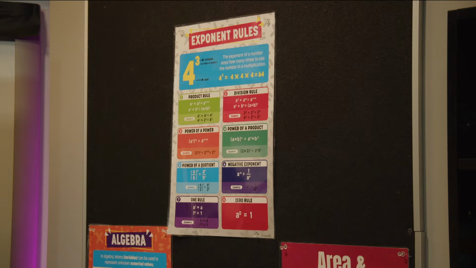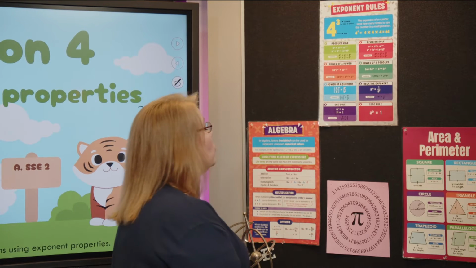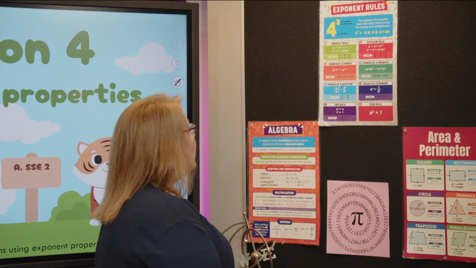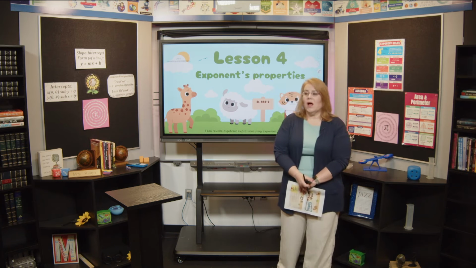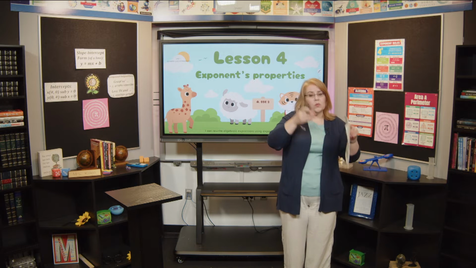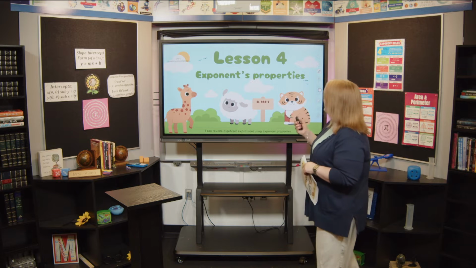We have our product rule where we're multiplying, our division rule where we're dividing, a power of a power where we have 2 different exponents, the power of a product where I'm splitting things up, the power of a quotient, what that looks like, our negative exponents, and our zero rule. Those are the ones that we're really going to look at today. Like I said, we're going to get some rules and some explanation for that. So let's dive on in and see what we've got.